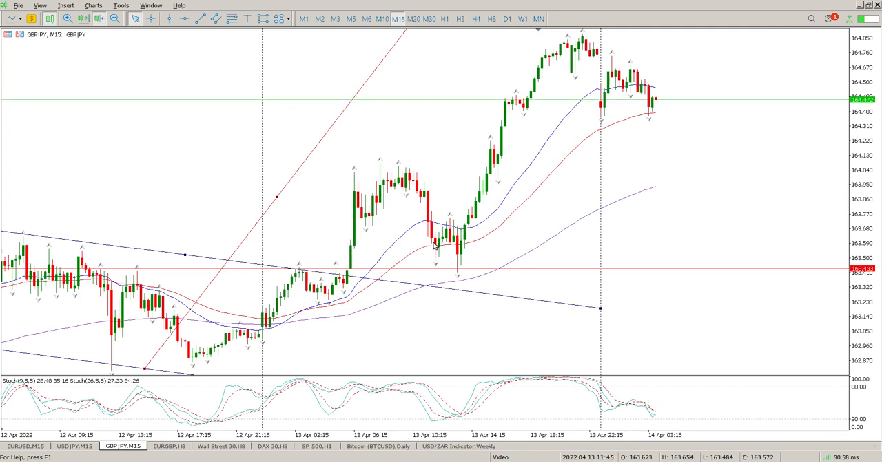You can see there's my first tweezer bottom attempt. Didn't quite get there, so you don't pay attention to it. And then my next one, second attempt at it, and you can see buyers came in. Great opportunity to get into that. Stop just below it and look at the move that you had.